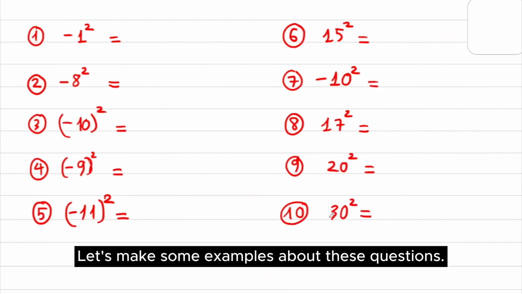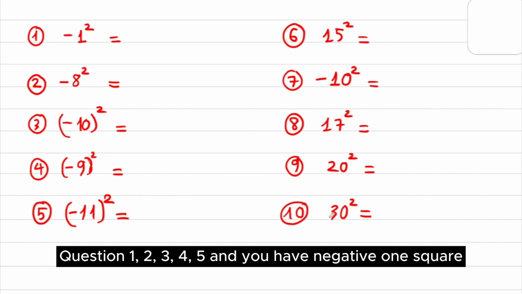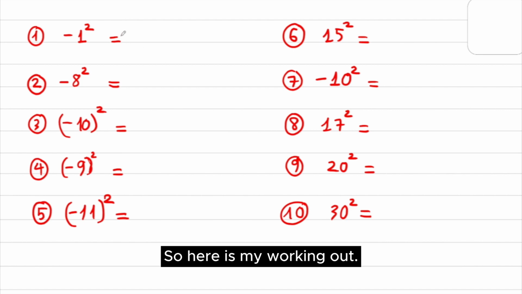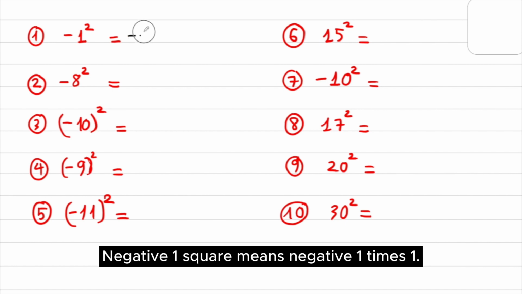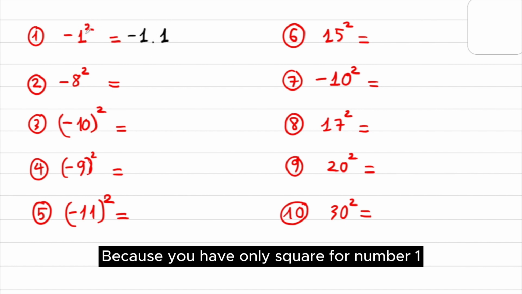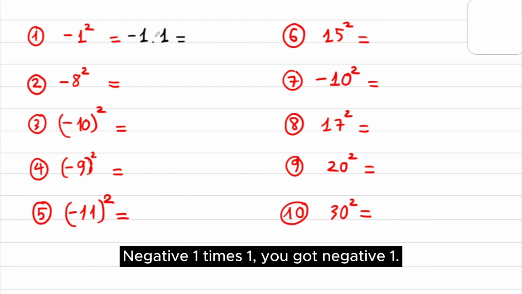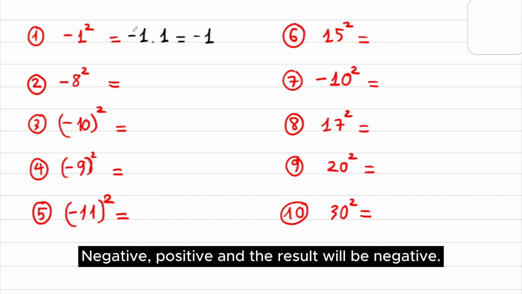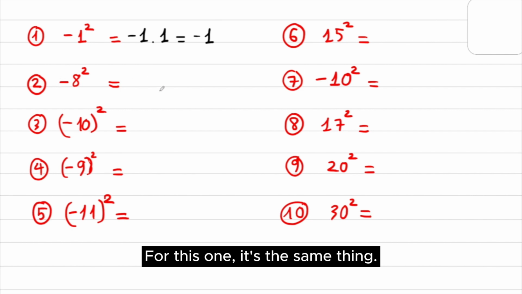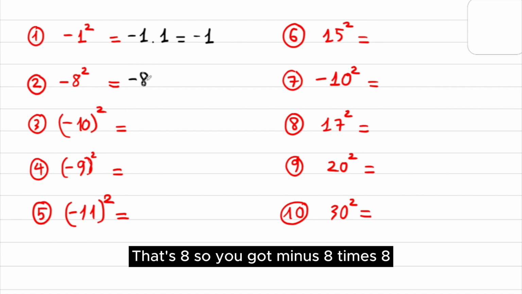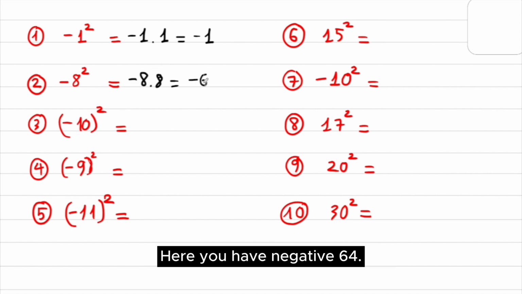Let's make some examples about this question. Question 1, 2, 3, 4, 5, and you have negative 1 squared. You have to explain by expression for this one. Okay, so here is my working out. Negative 1 squared means negative 1 times 1, because the square only applies to the number 1. So 1 will multiply by itself. Negative 1 times 1, you got negative 1. Negative times positive, and the result will be negative. For this one is the same thing. The square only applies to 8, not minus 8. So you got minus 8 times 8, equal to negative 64.